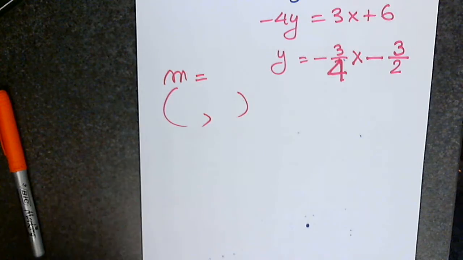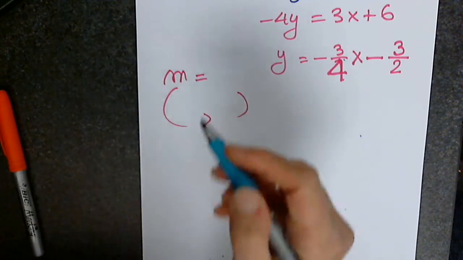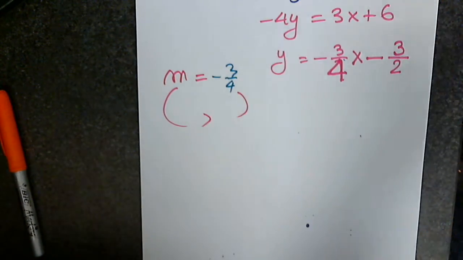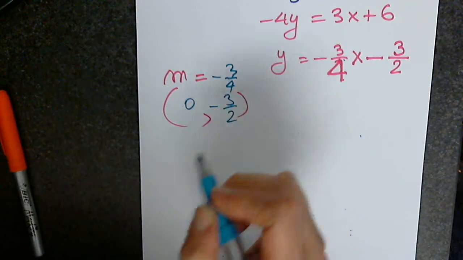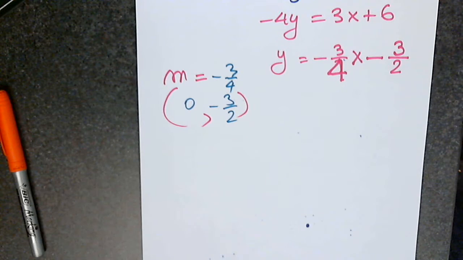Can anyone identify the slope? -3/4. And can anyone identify the y-intercept? (0, -3/2). Are we okay with, given an equation, being able to determine the slope and the y-intercept? Yes, please. Okay.